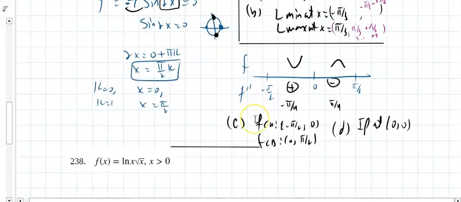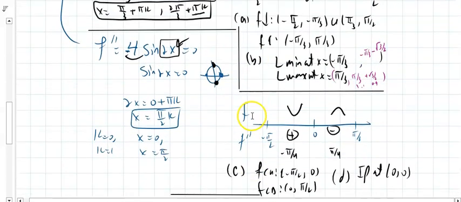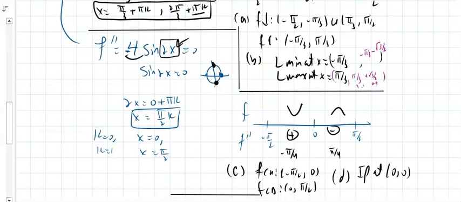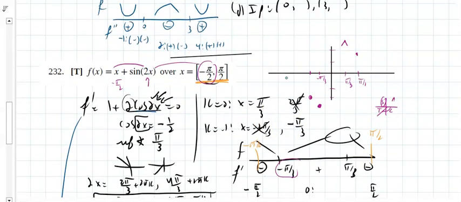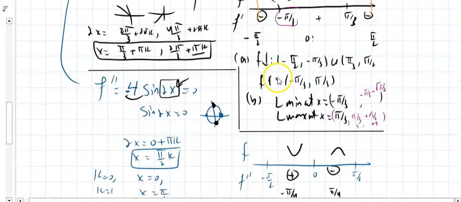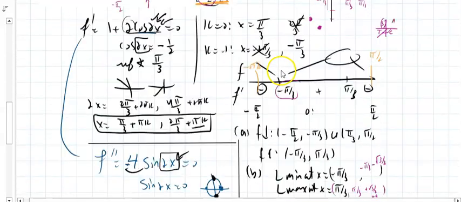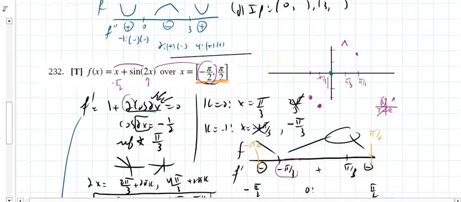And we have an inflection point at 0, 0. And we know the graph is concaving up from negative pi over 2. So to make it concaving up, it starts right there. It has to look like this. And to make it concaving down, you're going to make it look like that. And there it is. That's the graph.